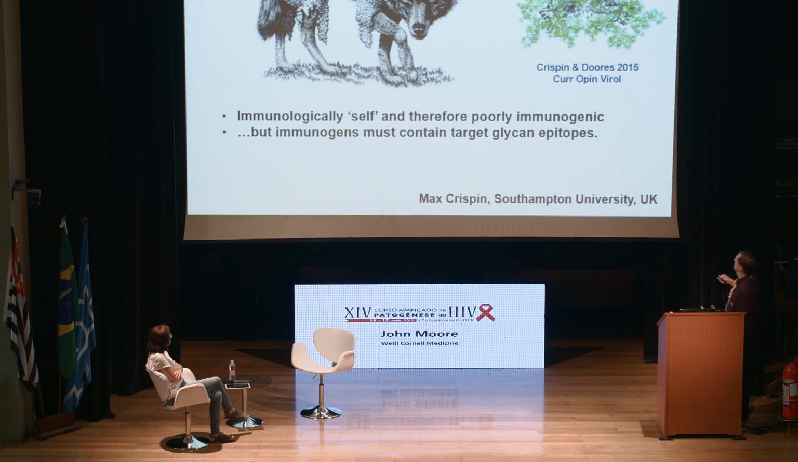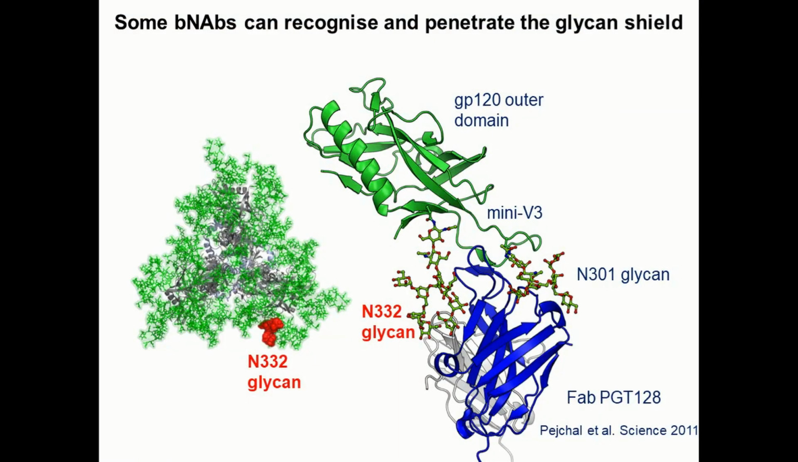But the immunogens must contain these glycans because the glycans affect the protein epitopes, and some of the glycans contribute to the protein epitopes. So some of the glycans are components of neutralizing antibody epitopes. So we have to have the glycans. But they block access to the epitopes, but they also contribute to the epitopes. And some BNAbs can recognize and penetrate the glycan shield.